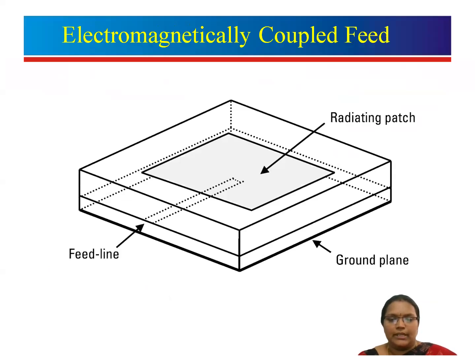Electromagnetically coupled feeding techniques. Here, this is a non-contact feed method of microstrip antennas, where we have the radiating patch at the top of the substrate and we have the feed line at the ground plane. So it is a non-contact method and it is effectively used for various applications.